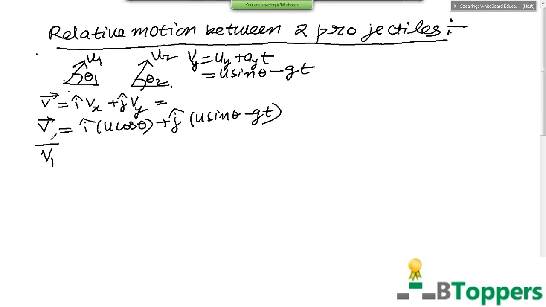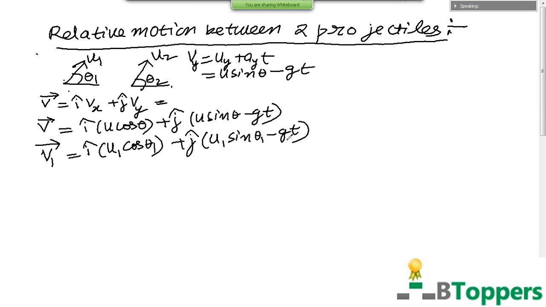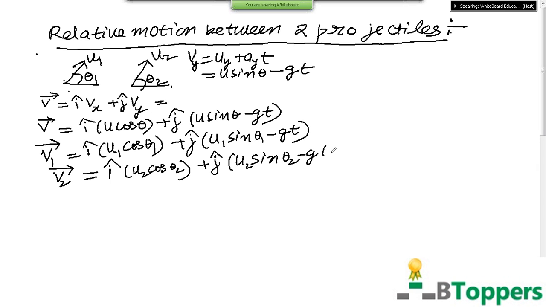So the velocity of one of the projectiles at time t after projection is given by v1 bar equal to i cap into u1 cos theta 1 plus j cap into (u1 sin theta 1 minus gt). The velocity of the other projectile at the same instant of time is given by v2 bar. For the second projectile you can write u equal to u2 and theta equal to theta 2 on the right hand side. v2 bar equal to i cap into u2 cos theta 2 plus j cap into (u2 sin theta 2 minus gt).